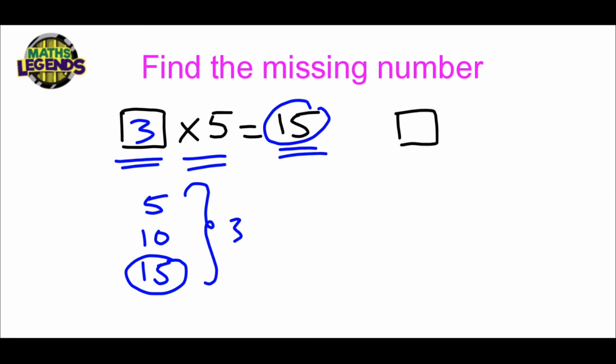Now, using our other method, the trial and error method, we'll take a guess at the unknown. So let's say we take a guess of 4. 4 times 5 is 20. It's too much, so let's try something smaller. 2. 2 times 5 is 10, so it's not equal to 15. Too small. Let's try 3. 3 times 5 is 15. That's the right answer.